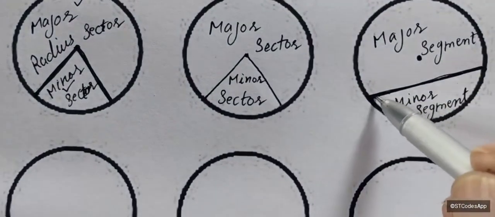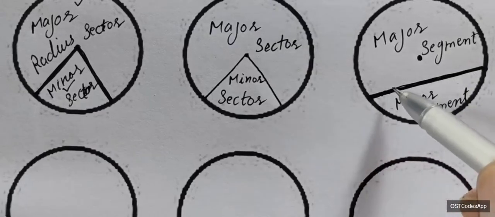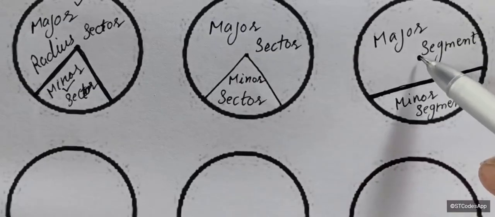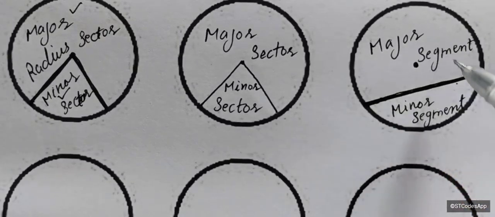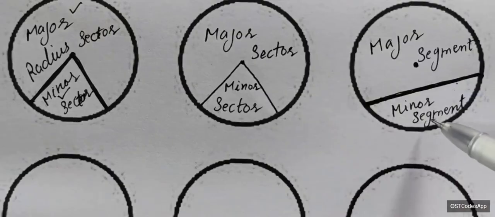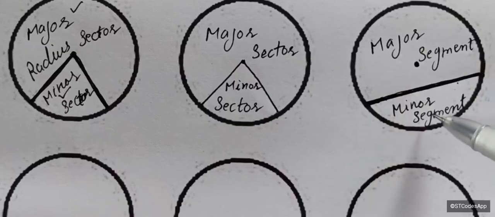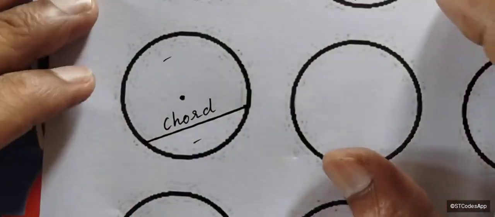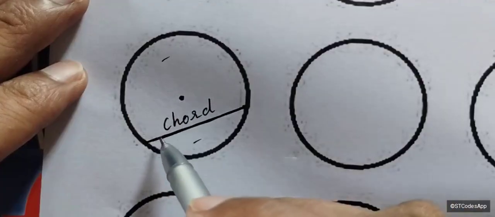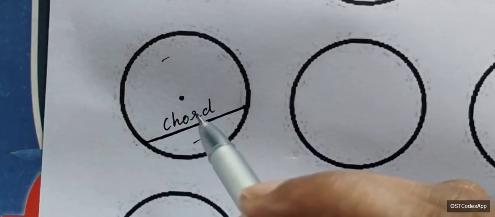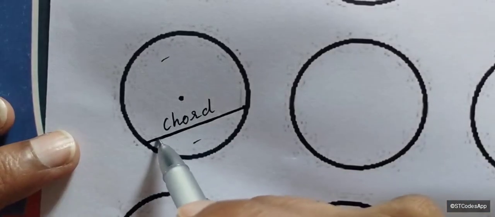When a line has been formed on two sides of the circumference, but that line is not touching the center, at that time it is forming segments. One will be the major segment, the other will be the smaller segment, which is called the minor segment. The line which we have formed away from the center is called a chord. The line drawn away from the center is called a chord.